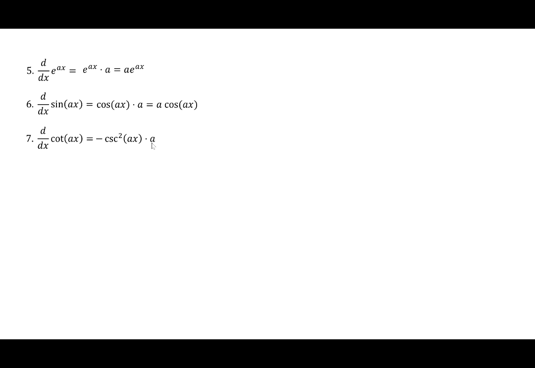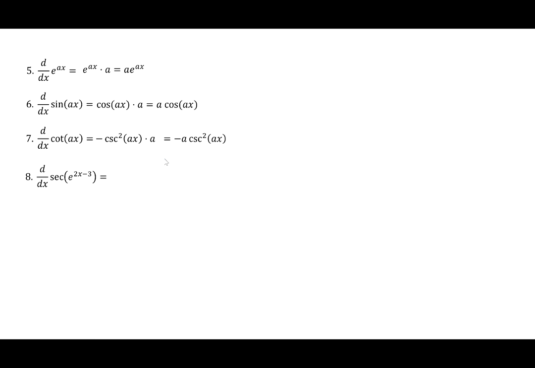I sincerely hope you're getting the hang of it. You got the hang of it by now. All right. Otherwise, go back, watch all the rest of the argument, and make sense at each and every step. All right. So this is negative a cosecant square of ax.